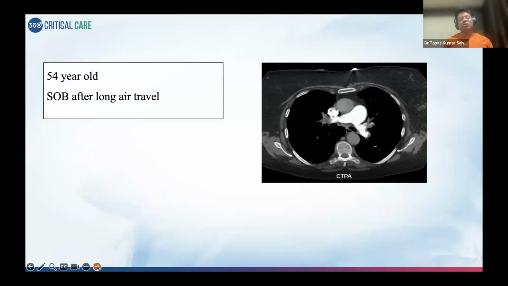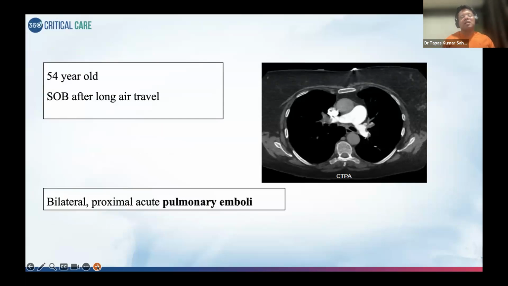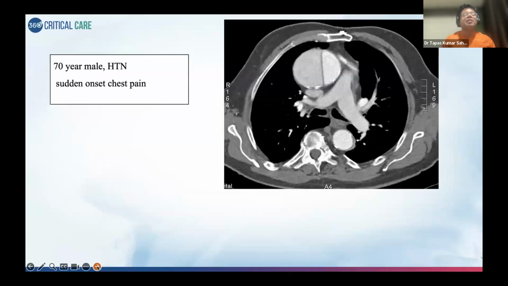Now coming to some of the CT thorax, yes, I think most of the things you know. 54-year-old, shortness of breath after long air travel, bilateral proximal acute pulmonary emboli. Okay, so again, the format remains same, but I am just giving you the clue, the correct answer, so that we can buy some time.